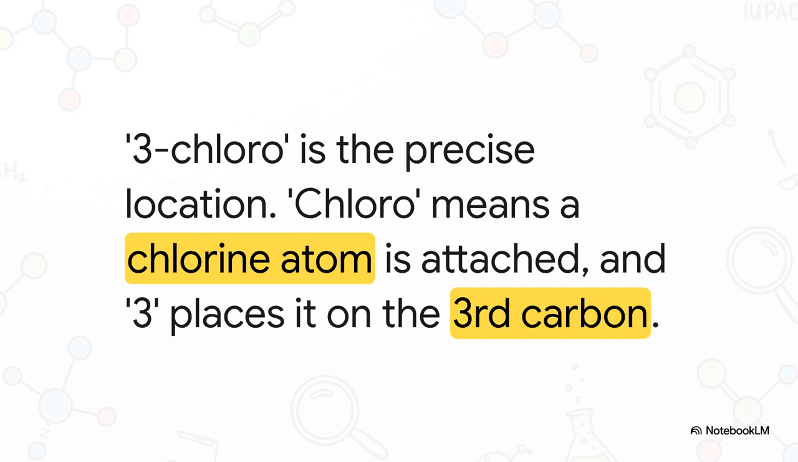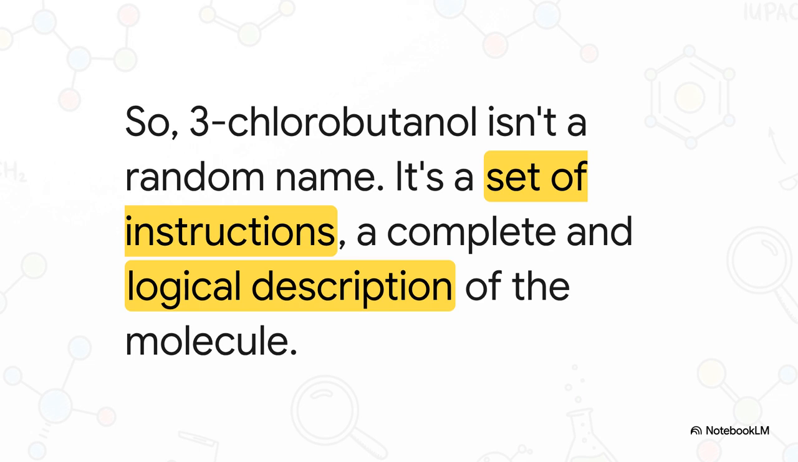A perfect, precise location. So when you put it all together, you realize 3-chlorobutanol isn't random at all. It's basically a set of instructions, a blueprint that says, hey, start with a 4-carbon chain, go ahead and add an alcohol group to it, and then attach a chlorine atom specifically to carbon number 3. Every single part has a job to do.